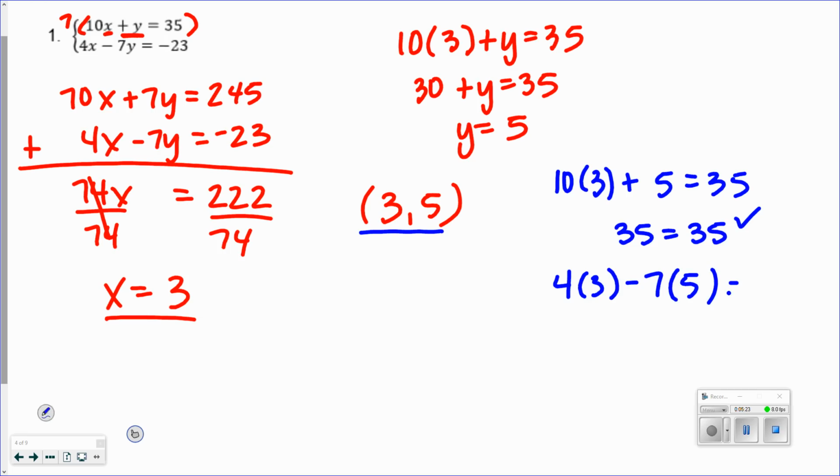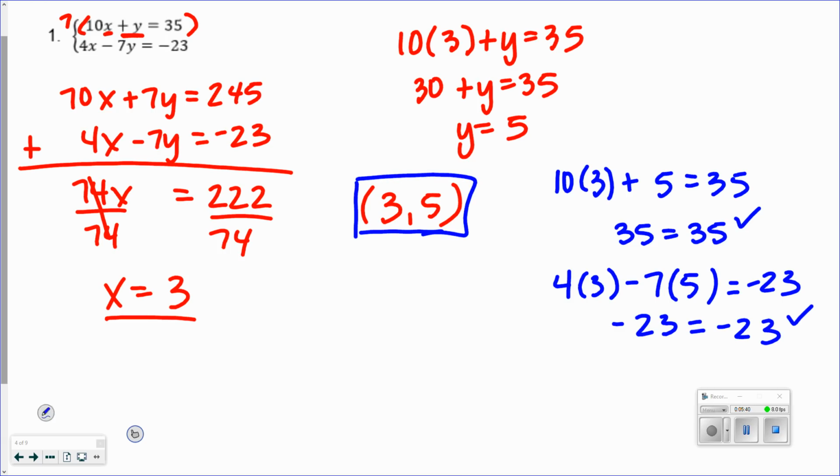So when you plug in the x and the y into both equations, the first one you get 35 equals 35, that's true. The second one, negative 23 equals negative 23, they both work, so that means that 3, 5 is the solution to the system. So it works in both equations.